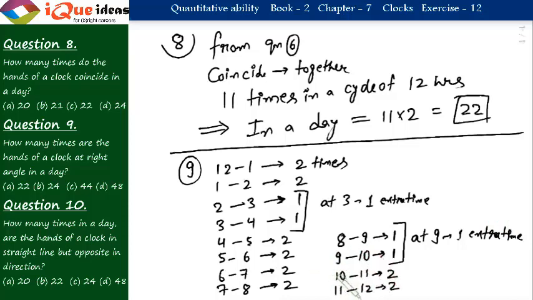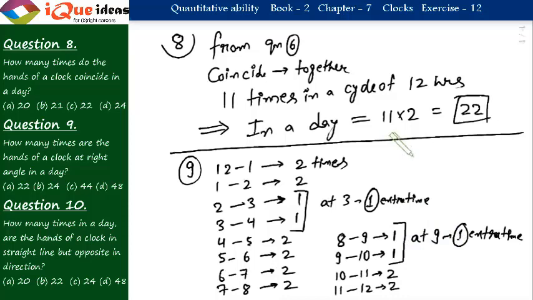Right? If you count all of them, the total number of times that they are perpendicular to each other or at right angle is 2 plus 2, 4, 5, 6, plus 2, 8, 10, 12, 14, 15, 16, 18, 19, 20. It must cover 1 to 2, 2 to 3, 3 to 4, 4 to 5, 5 to 6, 6 to 7, 7 to 8, 8 to 9, 9 to 10, 10 to 11, 11 to 12. Right. So 20 and 1 extra, 21, and 1 more, 22.